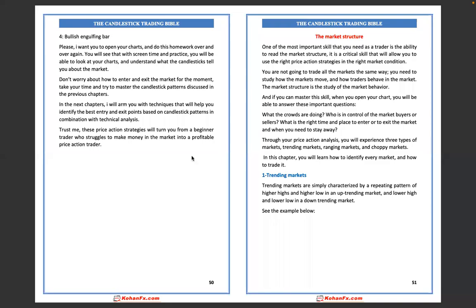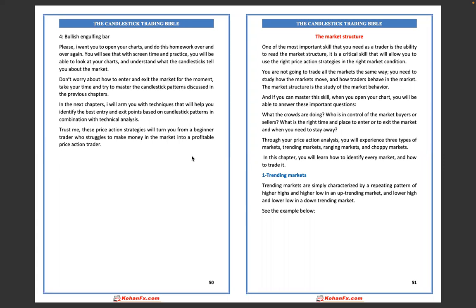All right, market structure. One of the most important skills that you need as a trader is the ability to read the market structure. It is a critical skill that will allow you to use the right price action strategy in the right market condition.